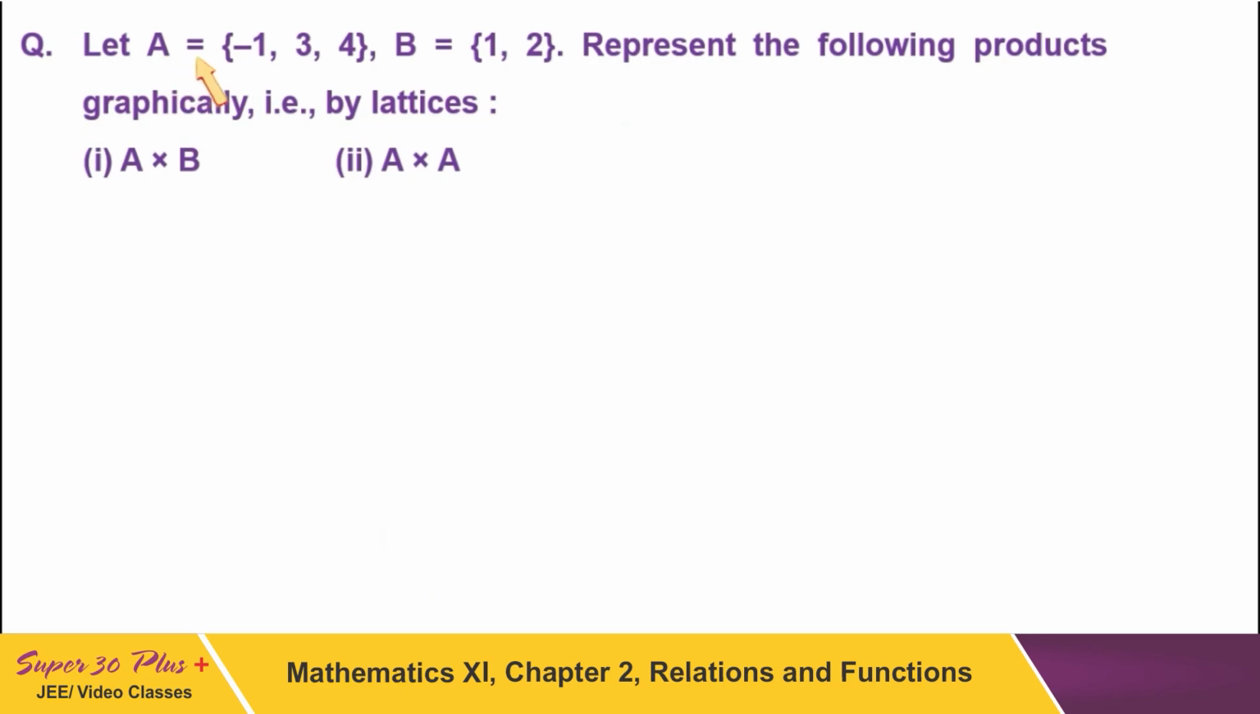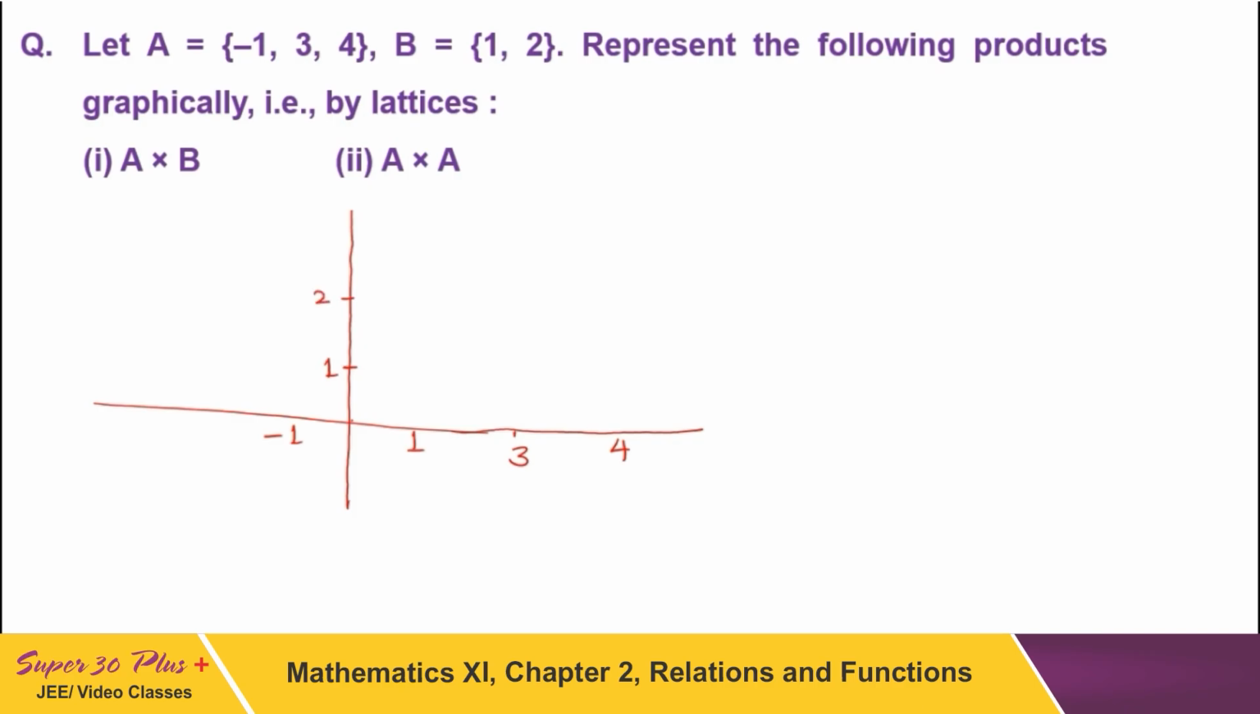Students, let's see one more example. Let A equal minus 1, 3, 4 and B is here. Represent the following product graphically by the lattice. This is also called the lattice representation. Now you have to take the y-axis and x-axis like this, and here are 1, 3 and 4. Here is minus 1 also, and here are 1 and 2.